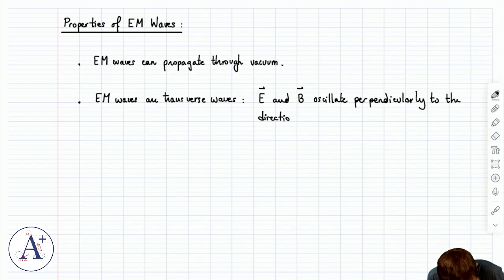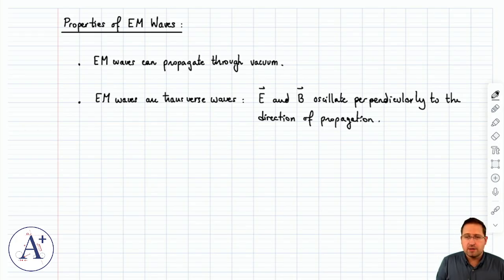So if the direction of propagation is x, E is going to be along y perhaps, and then B is going to be along z. But they oscillate along those directions that are perpendicular to x. All right.